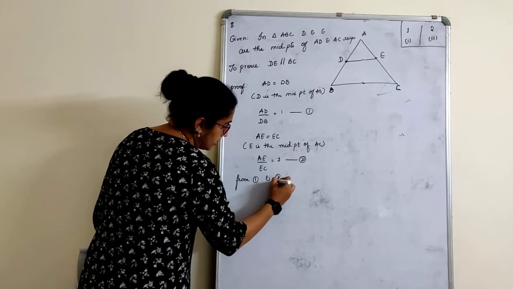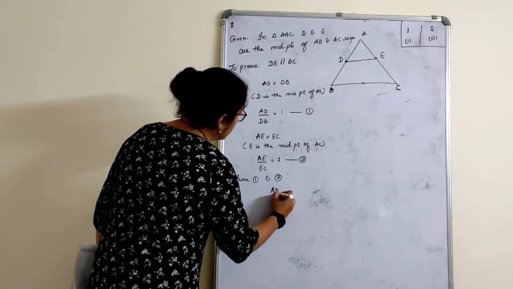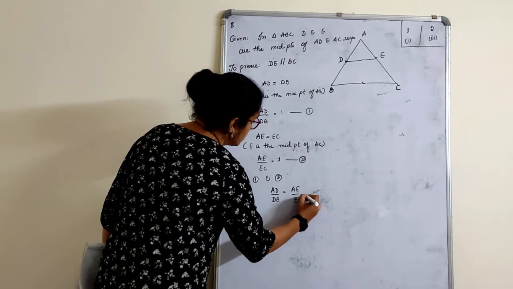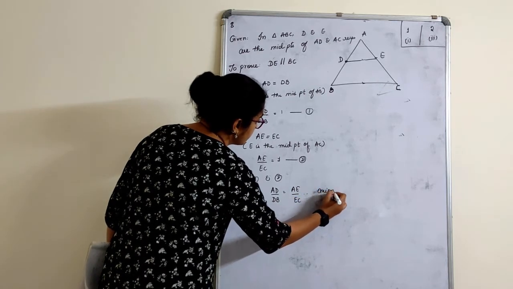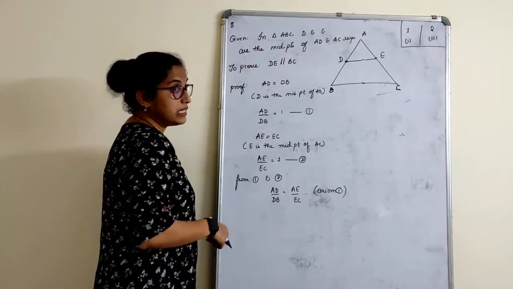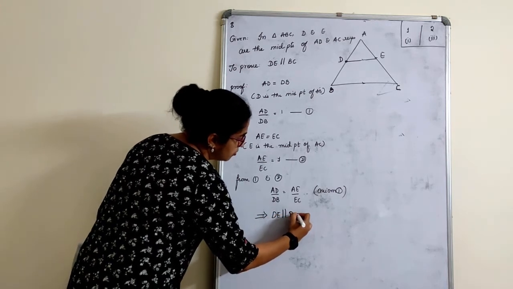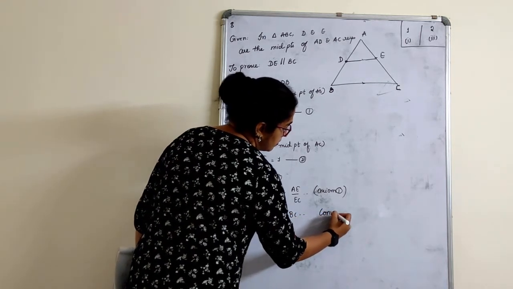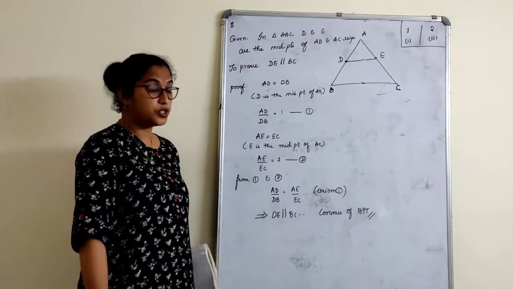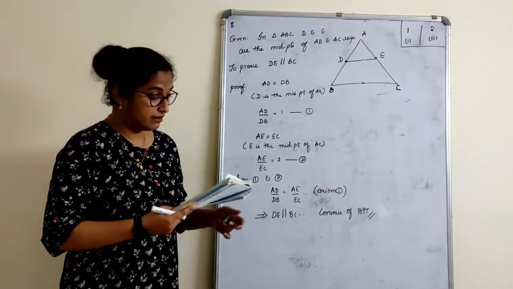From 1 and 2, things equal to the same thing are equal to one another. AD upon DB is equal to AE upon EC, axiom 1. This implies DE is parallel to BC. Reason: converse of BPT. Hence proved. So we proved that the lines are parallel. That is the midpoint theorem we proved here using the BPT theorem.